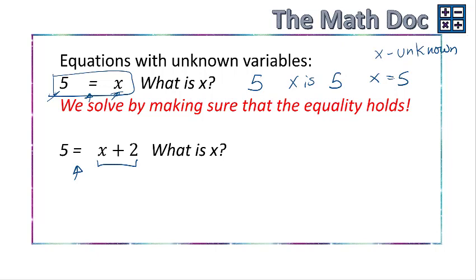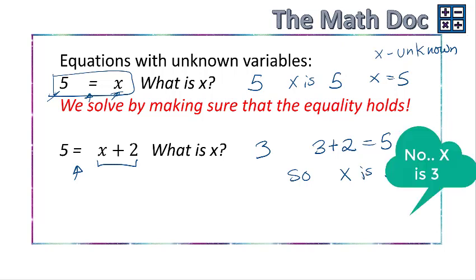And we know that if x is 3, then we'll get the right result, right? We'll say 3 plus 2 is equal to 5. So x is 5. So these are very, very simple examples, but they highlight the most important thing about equations with variables. And that is that once you put that equality sign in there, the variable is no longer free to be whatever number we want it to be.